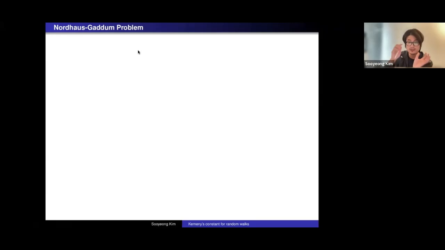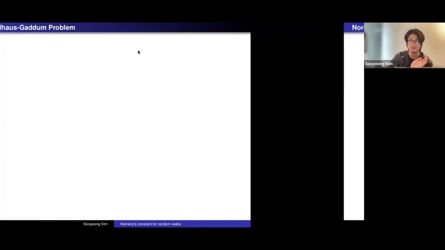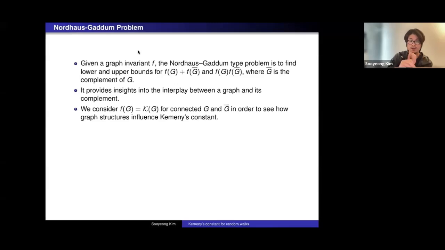So instead of chromatic number, we are going to consider Kemeny's constant here. So you have a graph invariant F, and the Nordhaus-Gaddum type problem is to find lower and upper bounds for the sum of your two invariants for G and G bar, and the product of the two invariants. So here we are going to consider Kemeny's constant for F. This provides insights into the interplay between a graph and its complement. So we want to see, if one of the two Kemeny's constants gets larger and larger, what is going to happen to the other. That's what we want to see.